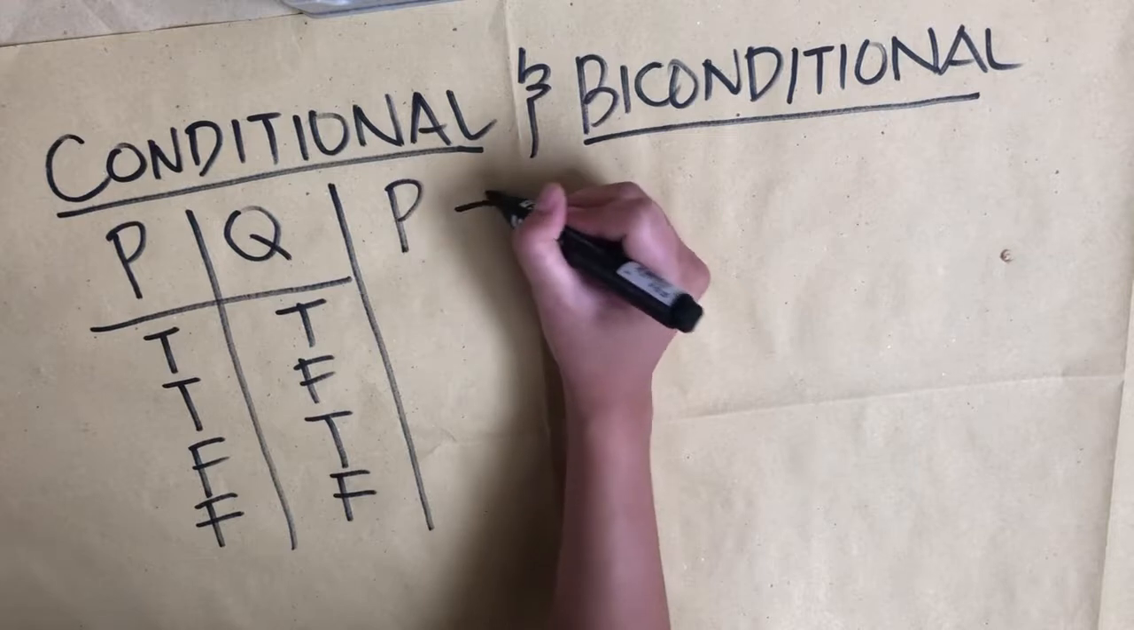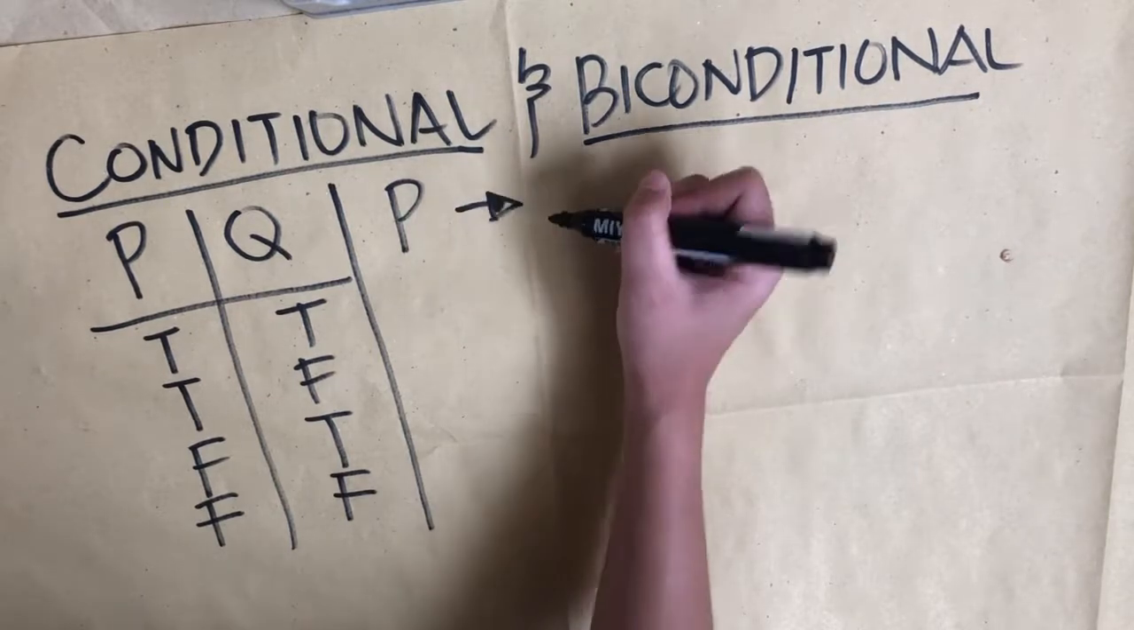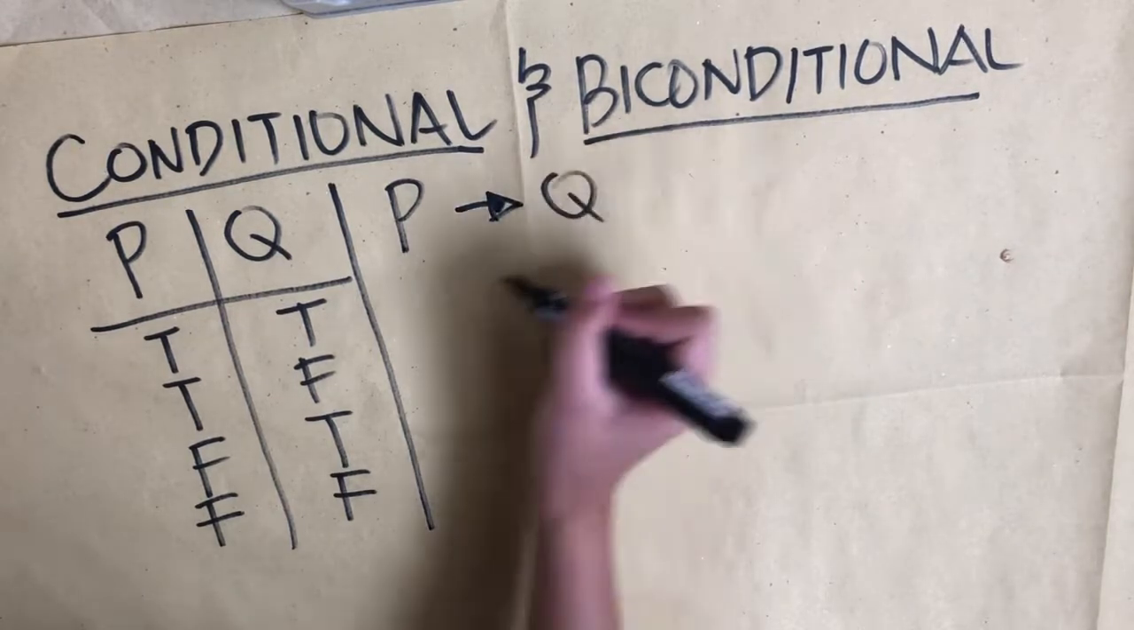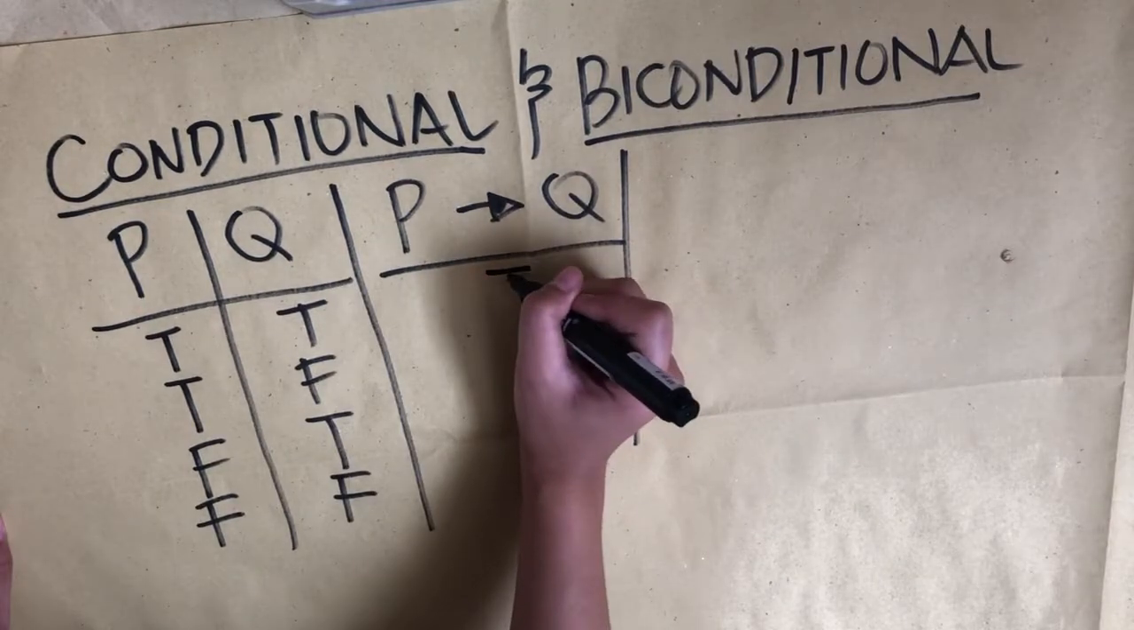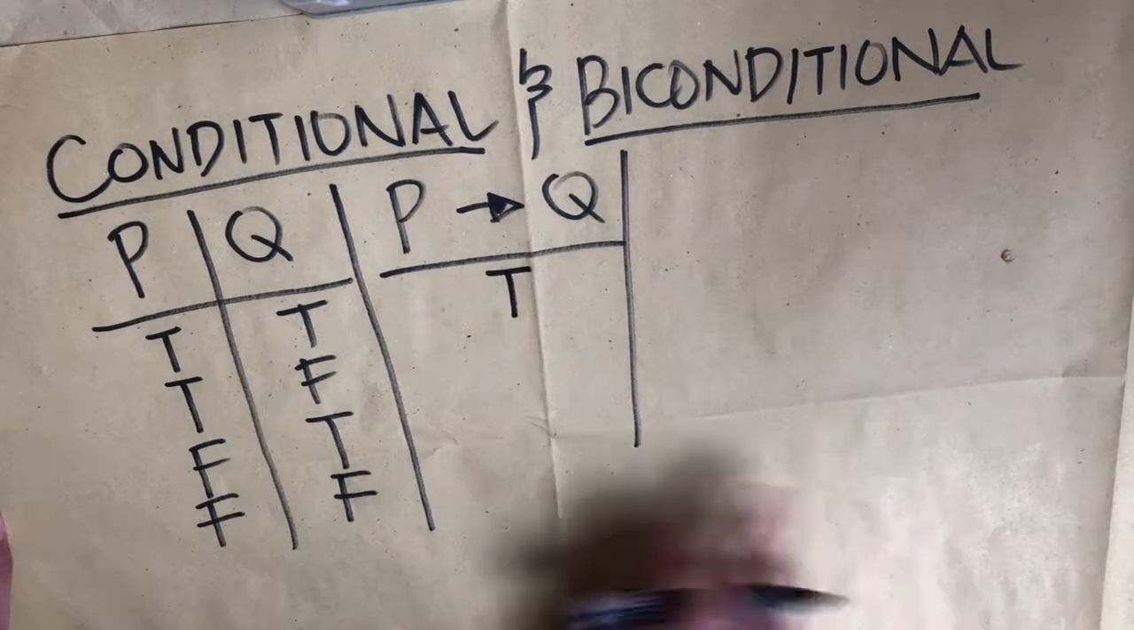Our equation is if P, then Q. It uses an arrow. If P, then Q is false only when P is true and Q is false, otherwise it is true. We have true and true, therefore it is true.